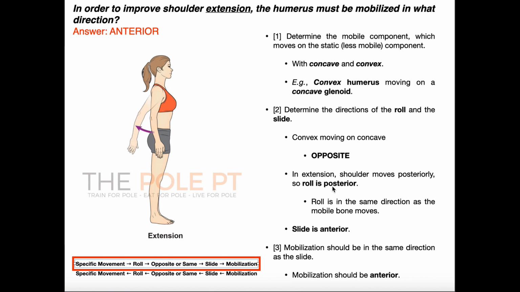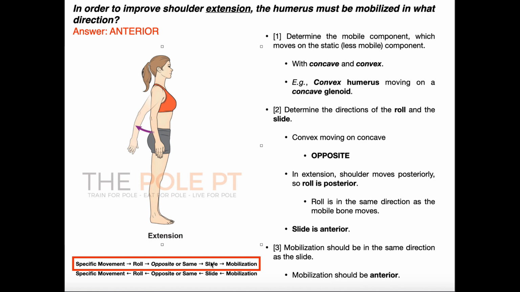The roll is always in the same direction as the mobile bone moves. My mobile bone is the humerus. It's moving posteriorly, so the roll is posterior. Okay? Well, we already determined that the roll and the slide are in opposite directions. So opposite or same is next. We already determined opposite, right? So if my roll is posterior, what direction does my slide have to be? Anterior. It's whatever the opposite direction is. So if my roll is posterior in this case, my slide would have to be anterior.